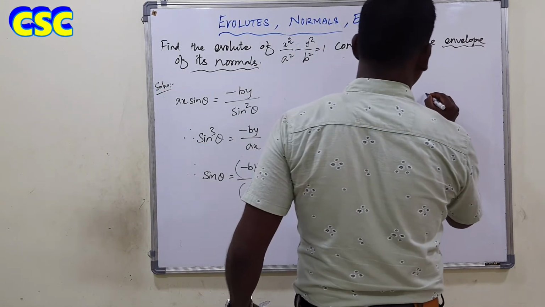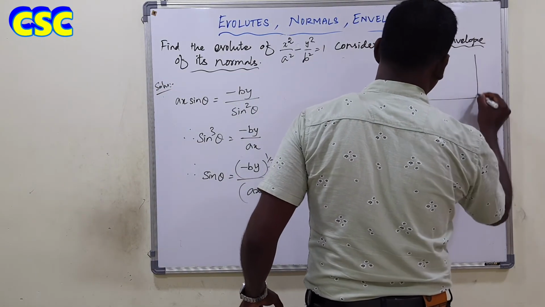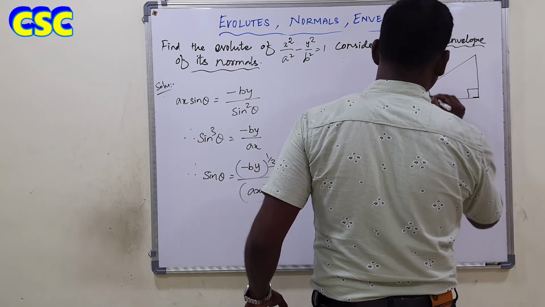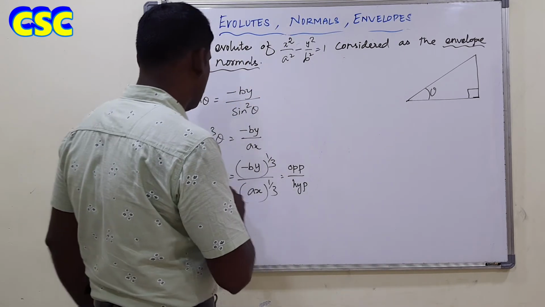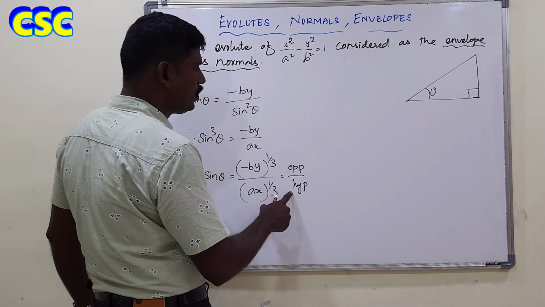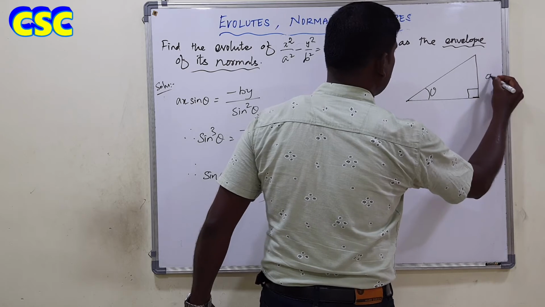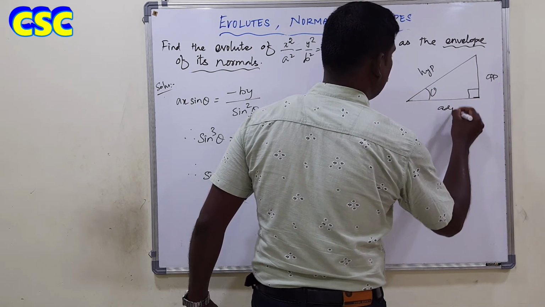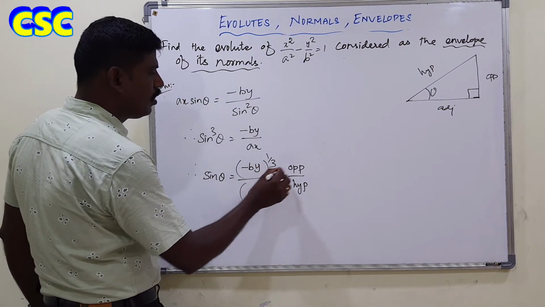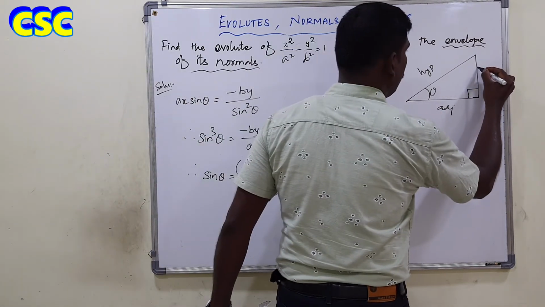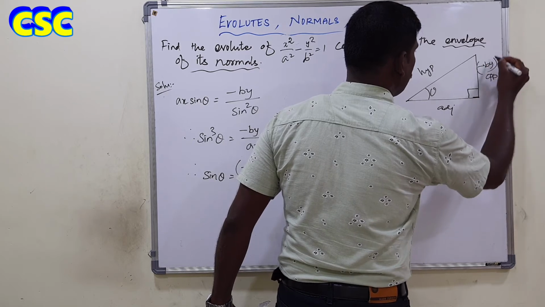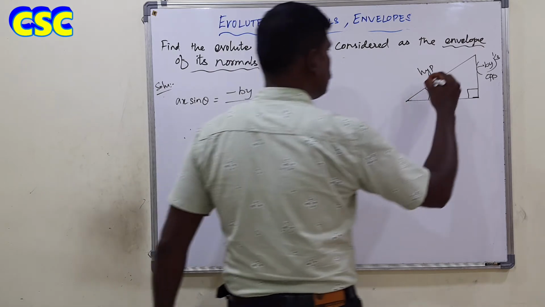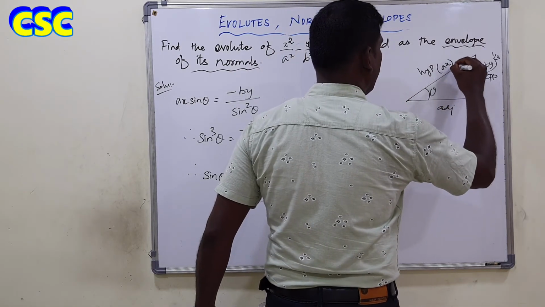Let me draw a right angle triangle. I am taking this angle as theta. What is sin theta? Opposite by hypotenuse. This side is opposite, this is hypotenuse, and this is adjacent. The opposite side is minus by to the power 1 by 3, and the hypotenuse is ax to the power 1 by 3.